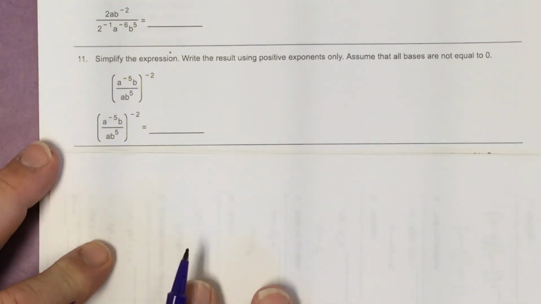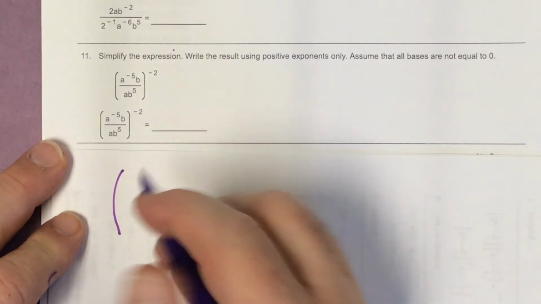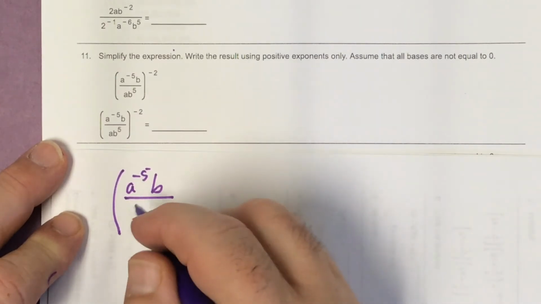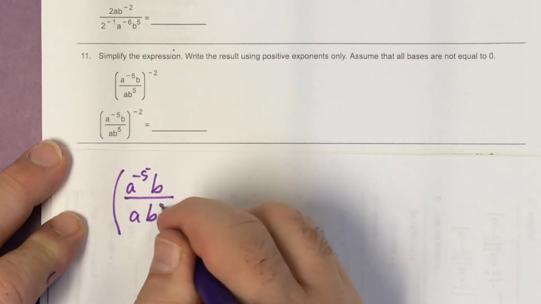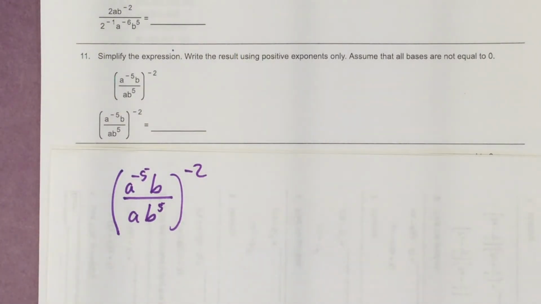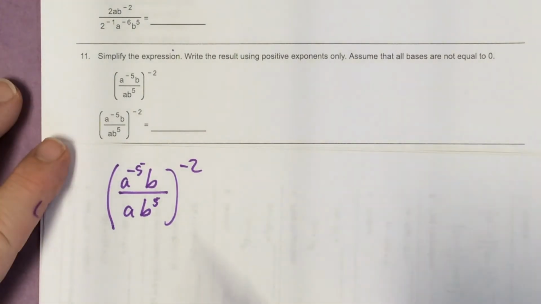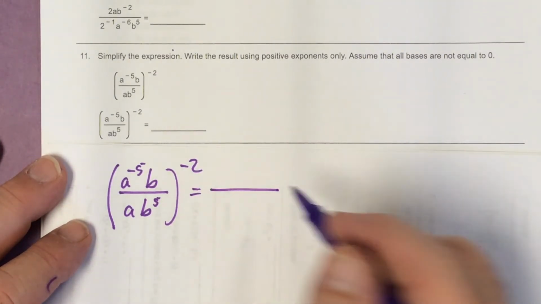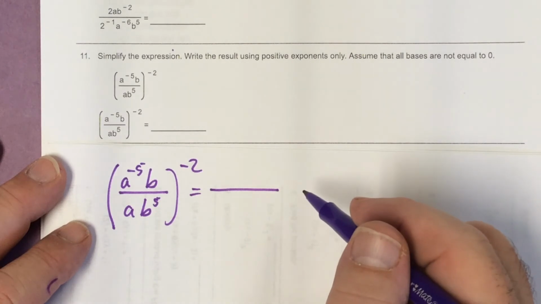Question number 11 reads, simplify the following expression, and this is going to be kind of a big expression. (a^-5 b / a b^5)^-2. Now one of the techniques I showed in class yesterday was to flip the thing to get rid of the negative on the outside. I would recommend instead just multiplying everything through by negative 2. And then we'll worry about taking care of the negatives from there. At least it gets rid of the parentheses in the very first step.